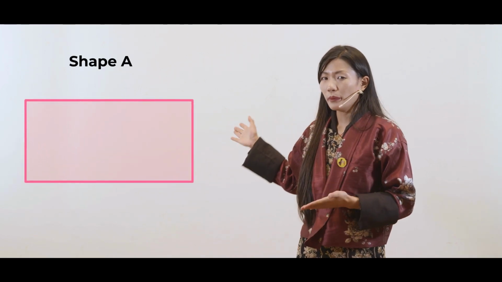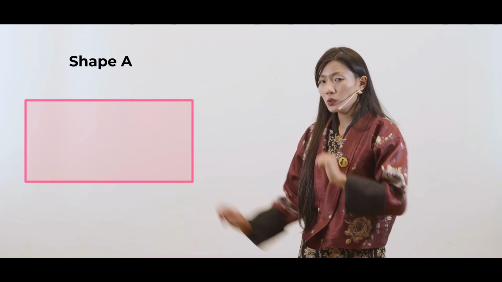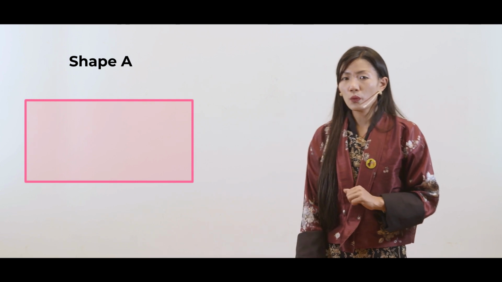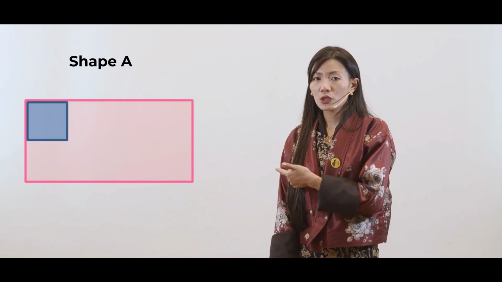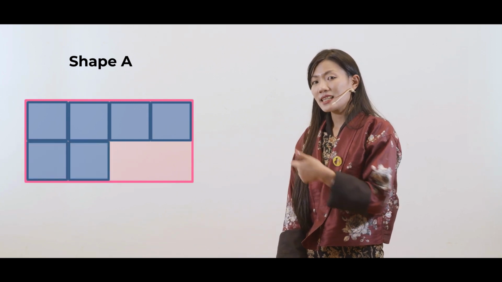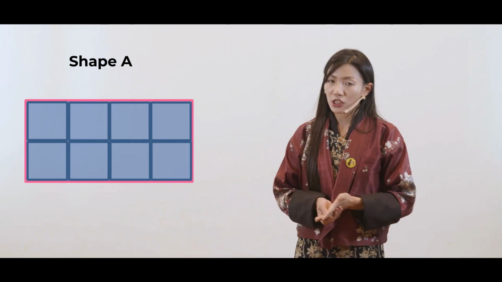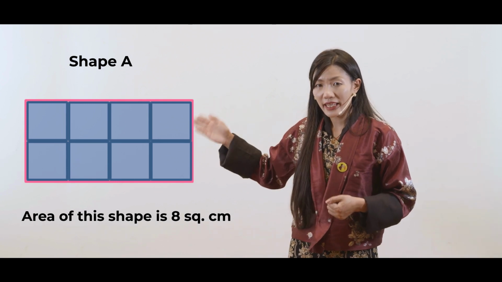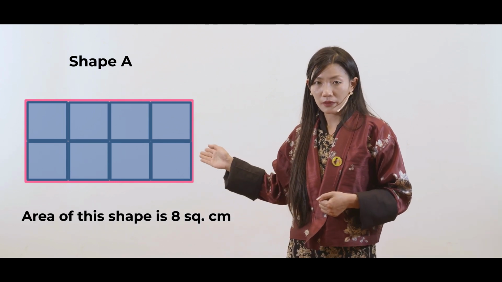Look at this example. Here is shape A. Let us measure the area of this shape by using those tiny squares. Okay? Let us fill the shape with the squares. So we have 1, 2, 3, 4, 5, 6, 7, 8 squares, right? 8 squares fill the shape. So the area of this shape is 8 square centimeters.